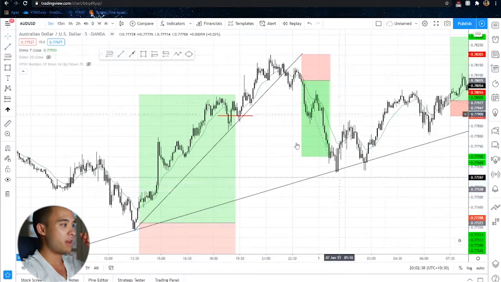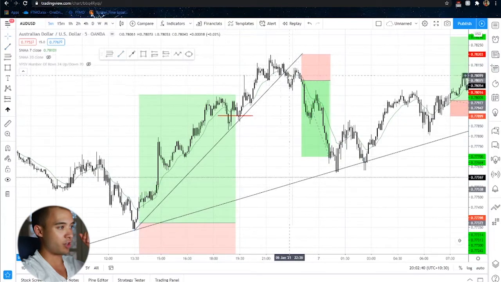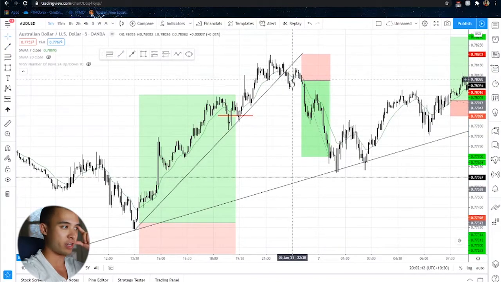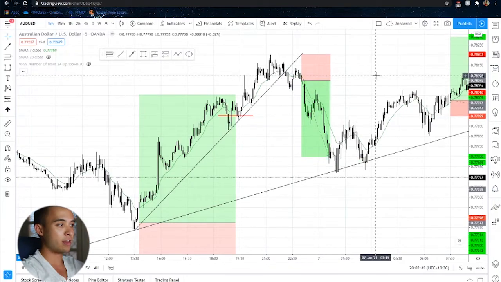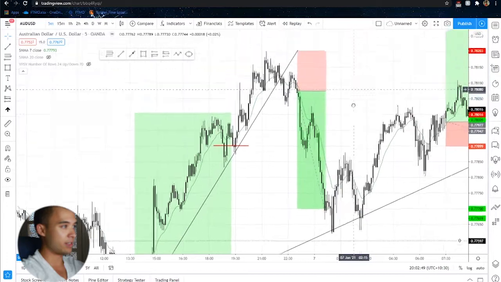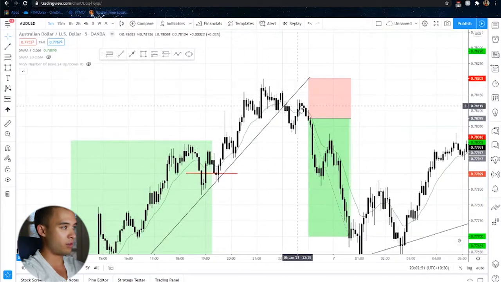It was something like this. I saw price break this trend line, and as soon as I saw it break that trend line, I was thinking, okay, let's look for lower highs and lower lows. First of all, as you can see here, lower high, lower low, lower high.